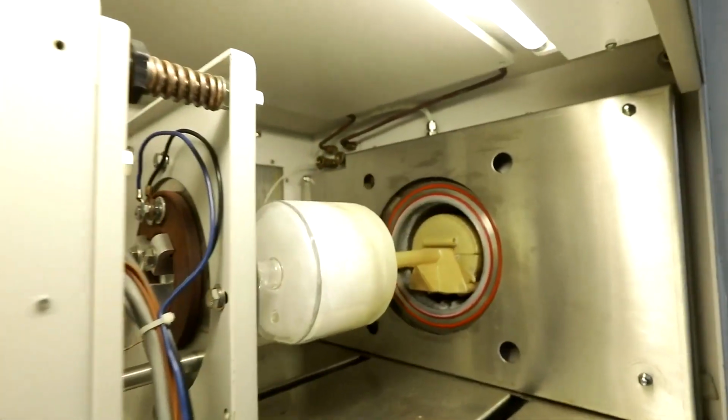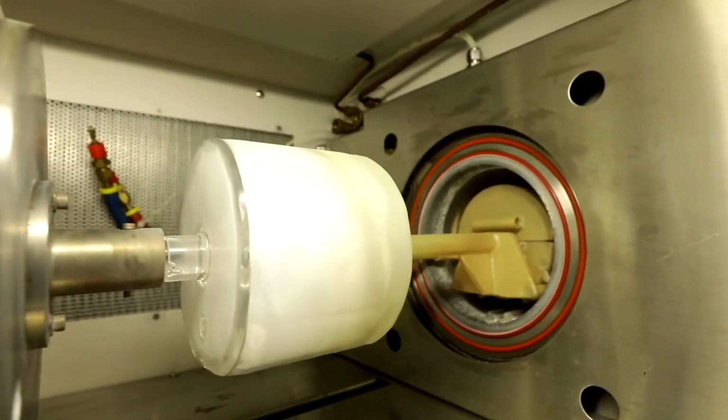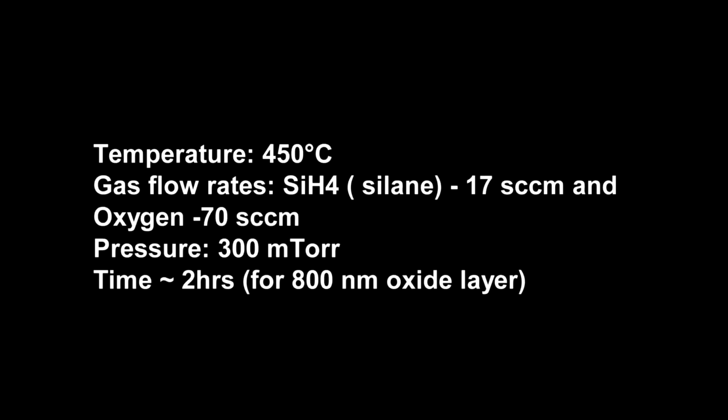Now the process will be continued automatically according to the recipe loaded. Temperature 450 degrees Celsius. Gas flow rates: silane 17 SCCM and oxygen 70 SCCM. Pressure 300 millitorr. Time approximately 2 hours for 800 nanometer oxide layer.